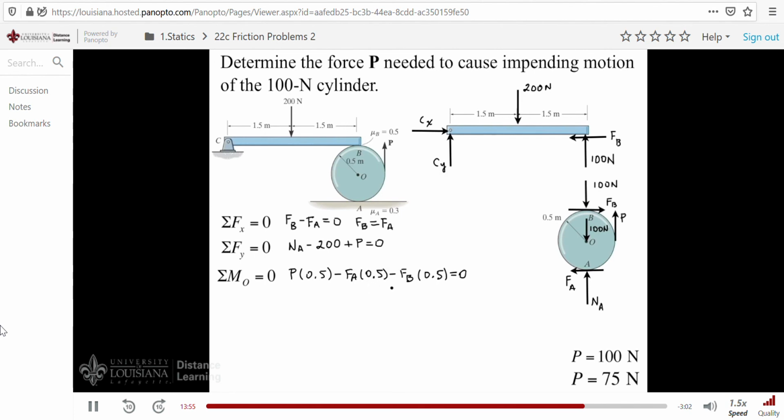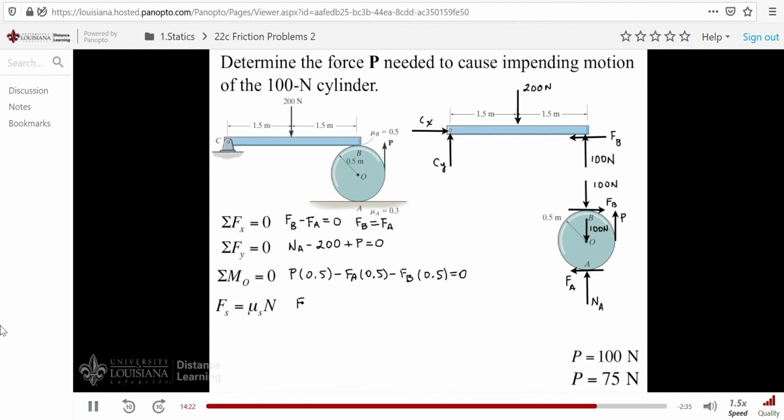Now that we've written the three equations of equilibrium, the next thing we need to do is deal with the friction issue. Notice that in our three equations we have four unknowns, and we do need a fourth equation. It's either going to have to come from mu N up in here or mu N down here. We'll assume slipping at B first and rolling at A. If we do that, then we have the equation of friction, which looks like this.